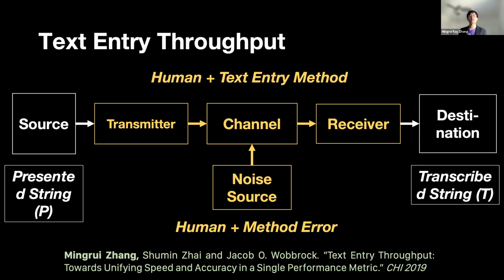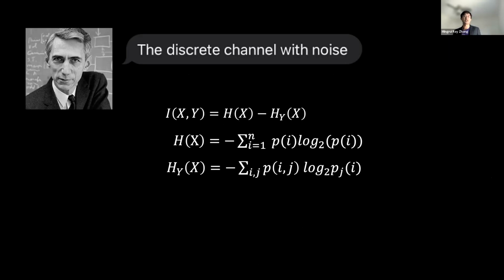We can think of the text entry process as a communication system where the human plus text entry method act as a mid part of the system to transmit the information, and the error acts as a noise source in the channel. From this analogy, we can use the formula to calculate the throughput of the channel, which was originally referred to as the discrete channel with noise. I conducted studies where users typed on keyboards in different speed accuracy conditions and found that among all metrics, throughput was the most stable one.